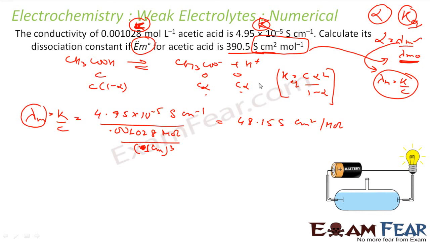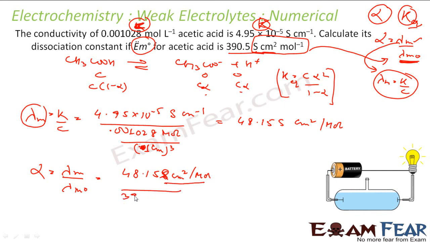I have lambda m naught given, right? I can find alpha. Alpha, I have seen, by Kohlrausch law is nothing but lambda m by lambda m naught. Lambda m we just found, 48.15 Siemens centimeter square per mole. This is all my unit. Divide by this value, 390.5 Siemens centimeter square per mole. These two units get cancelled, and the value you get is 0.1233.